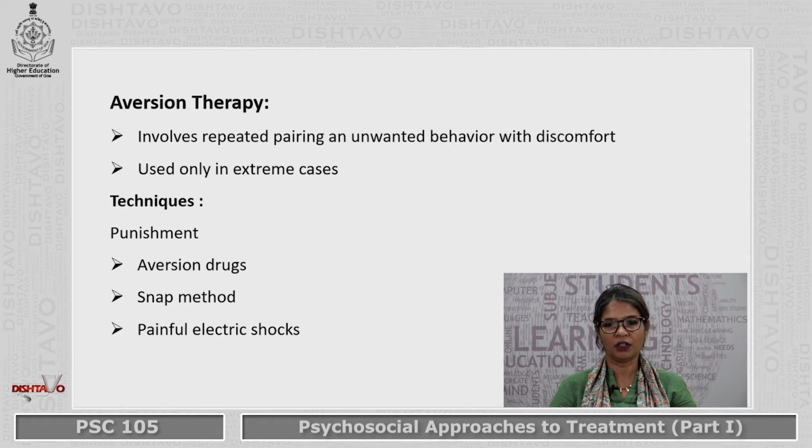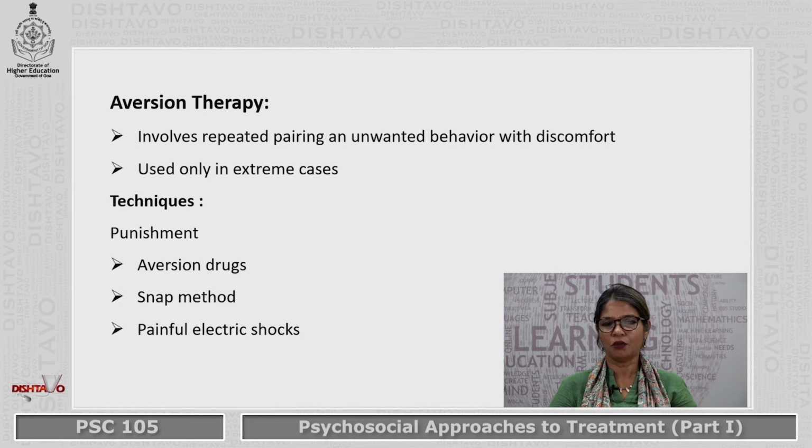Another form of behavior therapy is aversion therapy. It is involved only in extreme cases. For example, when the person cannot give up alcohol consumption with treatment and has tried other methods but has not succeeded, then an aversion drug is introduced to this person, and every time the person feels like drinking, that kind of drug will make the person feel uncomfortable.